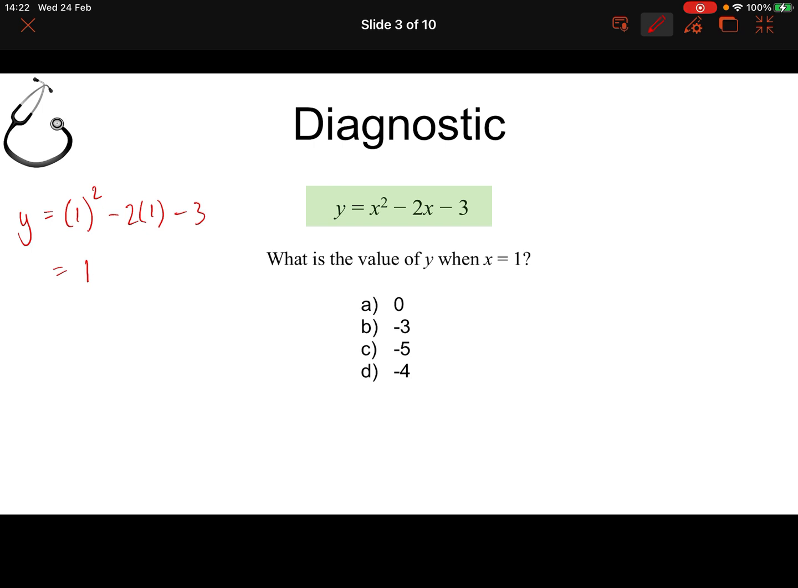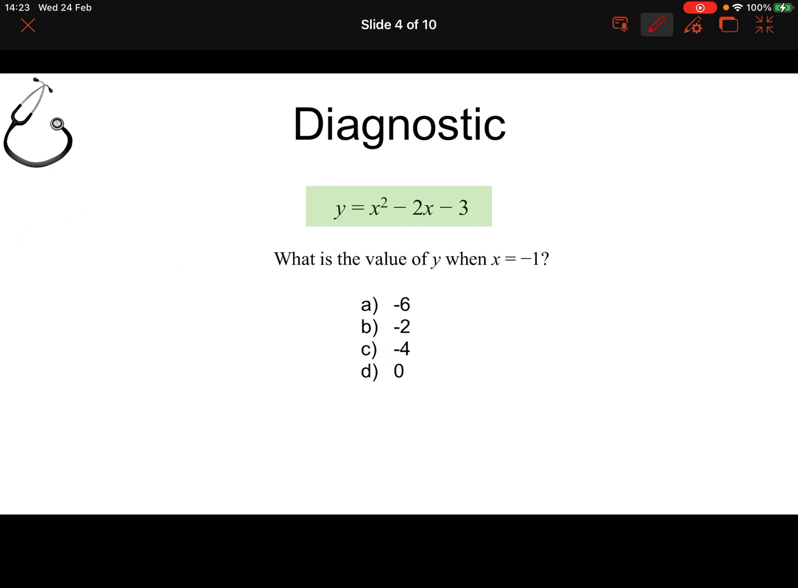Then the multiplication. In fact, let's just write it out properly, so we're showing the steps of what we're doing. Now the multiplication, so it's 2 times 1 is 2, and we're taking it away. Minus 3, so we get 1 minus 2 minus 3 is minus 5. So there is the right answer.